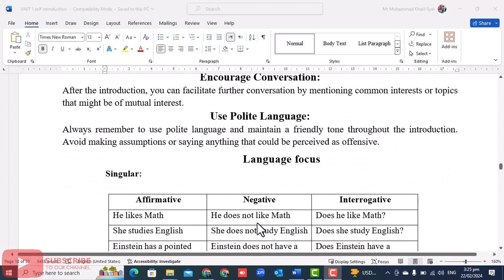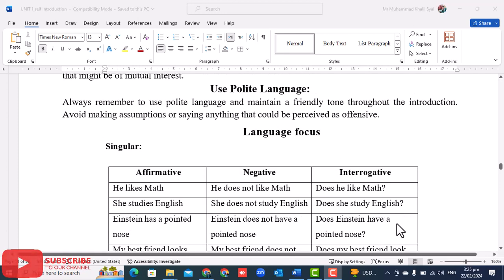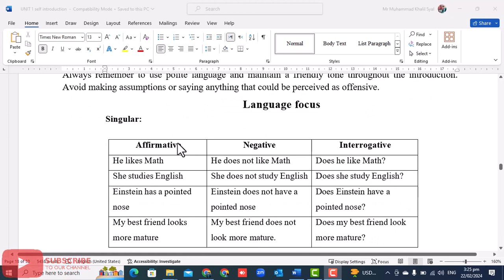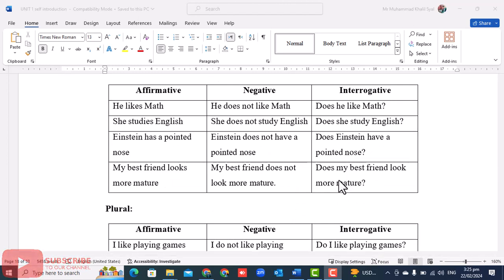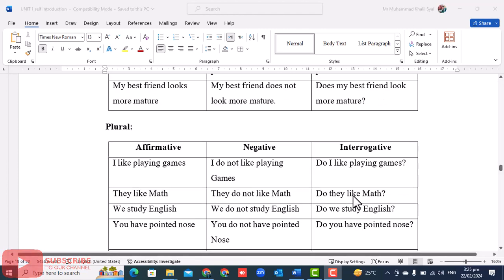The language focus should be applied for singulars. This is the table showing the singular nouns, pronouns, etc., and we can use all of these in our talk. For interrogatives, we confirm details by using singular interrogatives with the existing persons. For example, does my best friend look more mature? The answer will be yes or no. So these are the singular interrogatives.